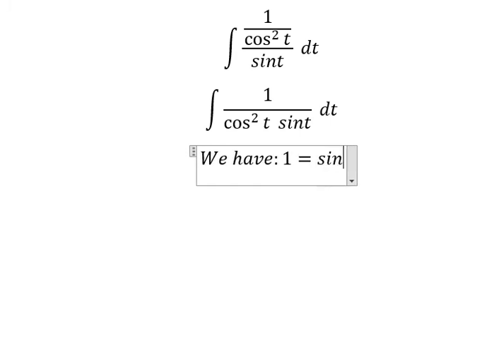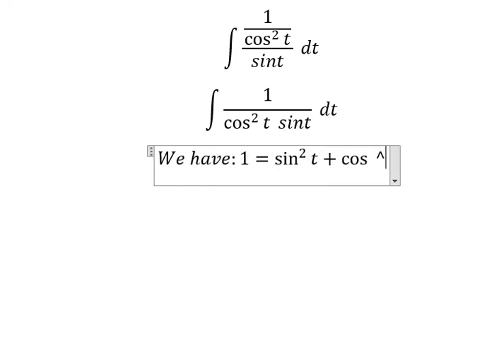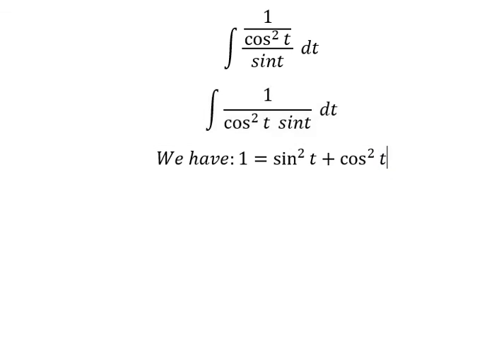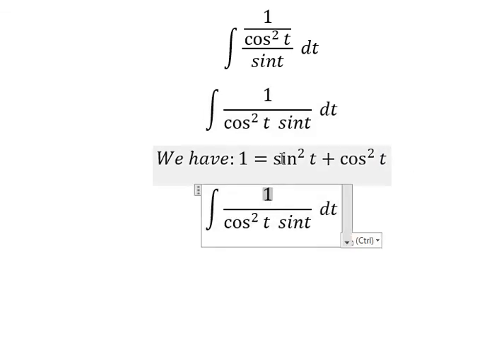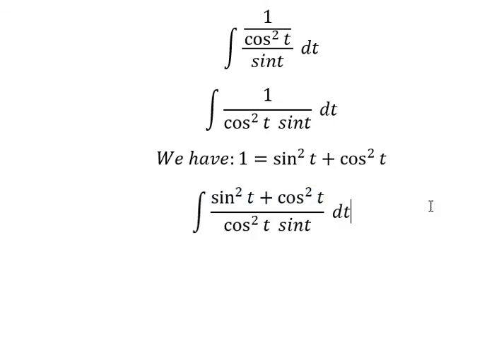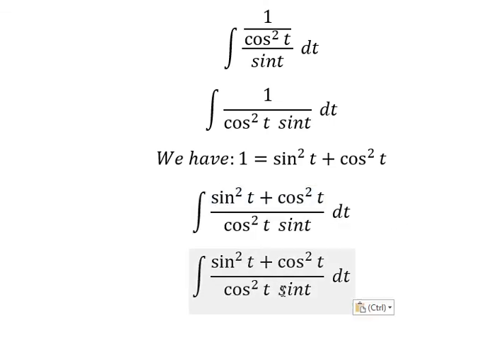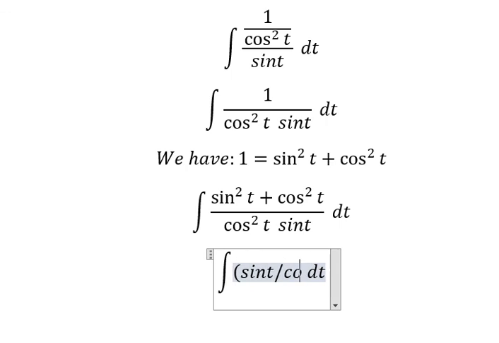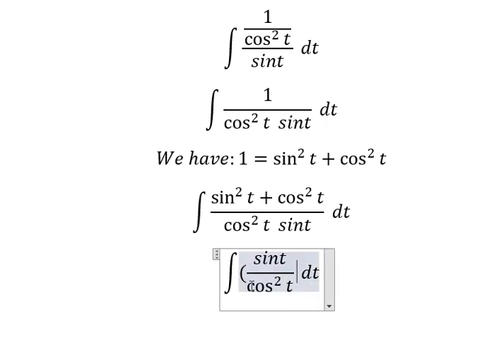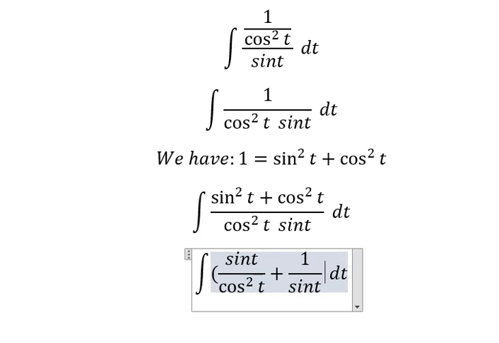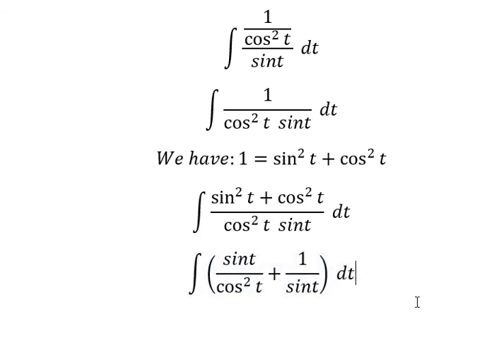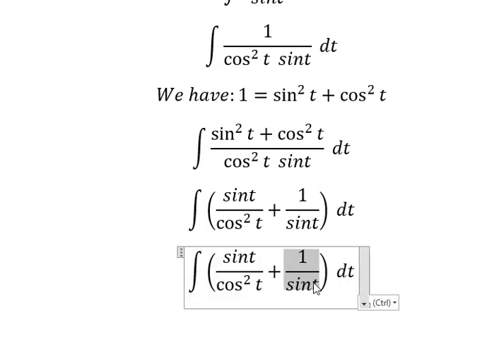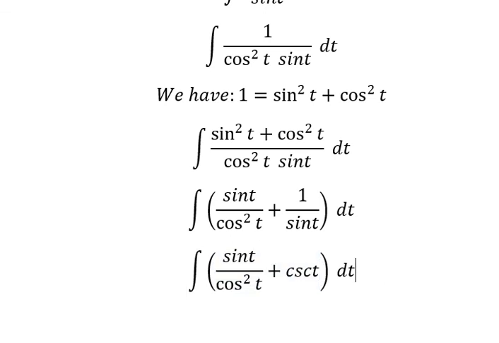1 equals sin t squared plus cosine t squared. So number 1 we change to this one. So sin t squared divided by sin t, cosine t squared divided by cosine t squared. And we have it like this. This one is cosecant of t.